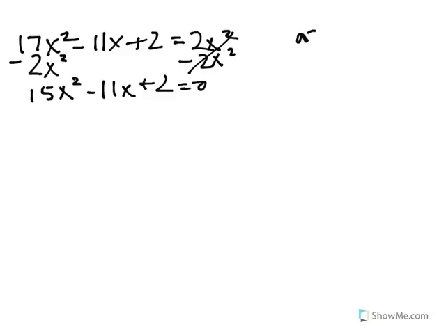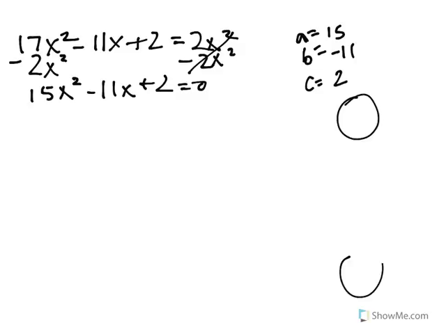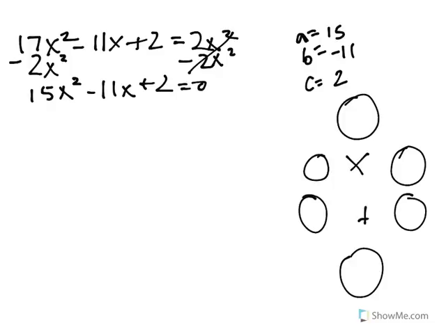So let us assign values to our coefficients. A in this case equals 15, B equals negative 11, C equals 2. Make our factor map. In the top we're going to have A times C, so that's 15 times 2, which is 30. The bottom we have B, which is negative 11. So we're trying to find the factors of 30 that add up to negative 11.